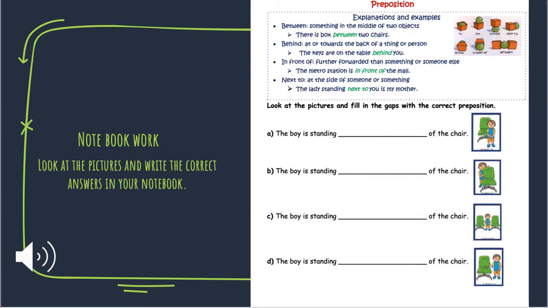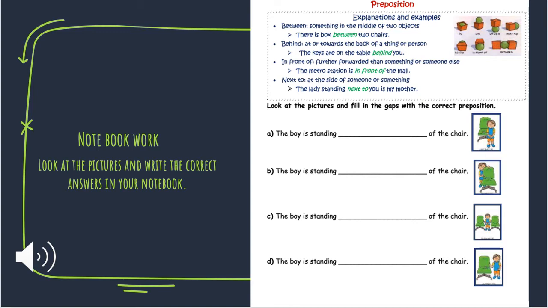My dear students, I hope you have written down the definition of preposition of place in your English notebook. Now listen carefully. I'm going to explain the uses of between, behind, in front of, and next to. When is between used? When a noun or an object is placed in the middle of two other objects, that time you have to use between. For example, there is a box between two chairs.